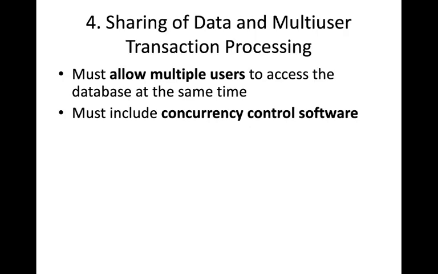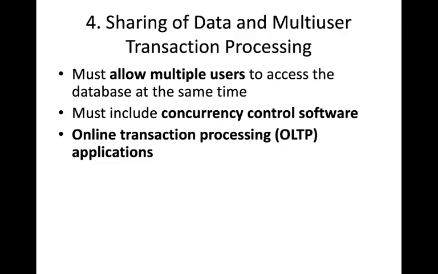We need to control concurrency, because different people will be accessing the same data element. If we do not provide any concurrency control software, then the data will become inconsistent and wrong information will be provided. So concurrency control mechanisms will be provided by the database software. In online transaction processing, like an airline reservation system, different people will be using the system. All these applications require multi-user transaction processing.